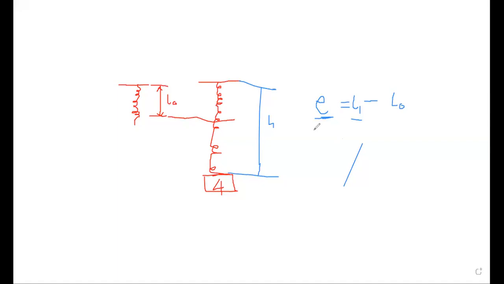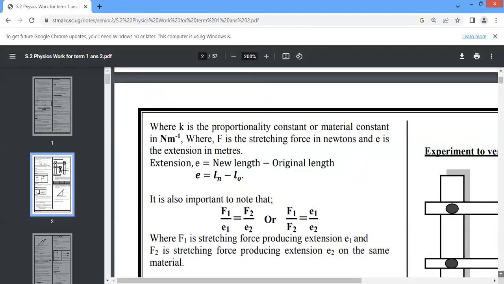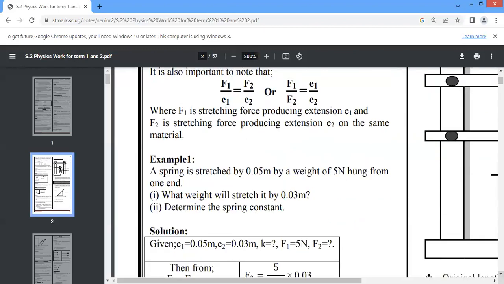So after getting that extension, you can use it in F is equal to KE. Then you can find any of those things that will be given to us. So let us try some examples here and see how they are calculated. You write down that question in your books, then someone reads it for us, and then we go through it together, step by step.